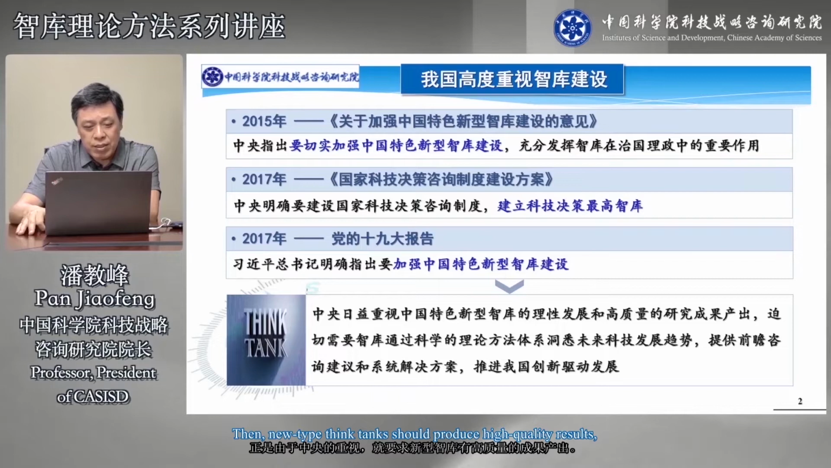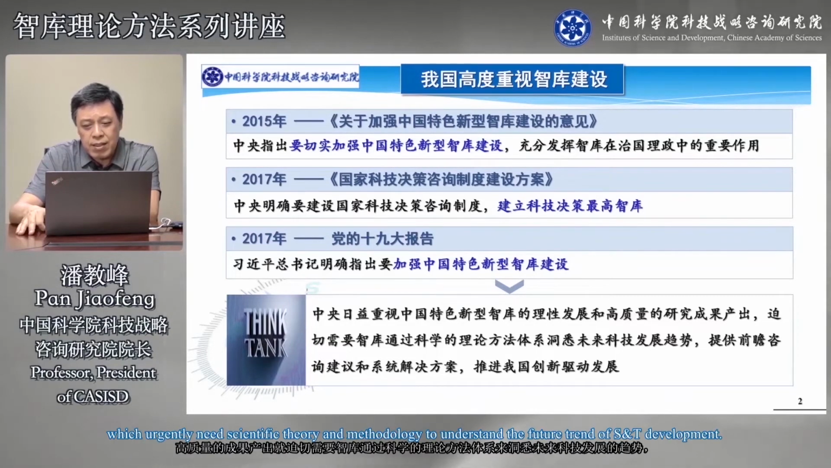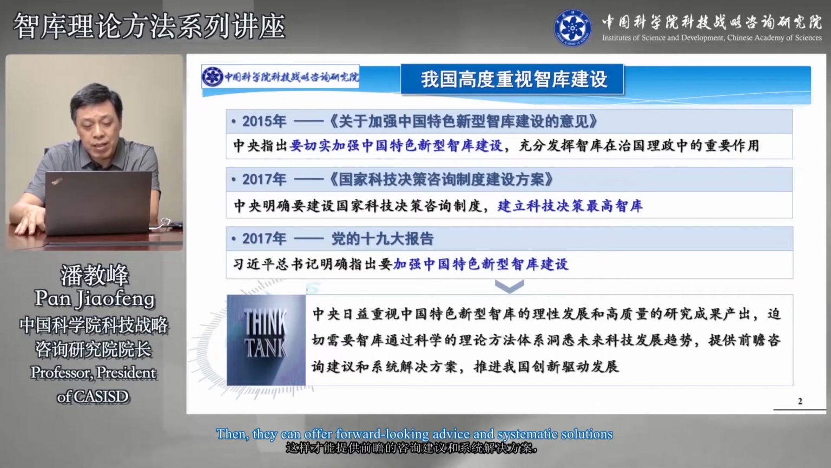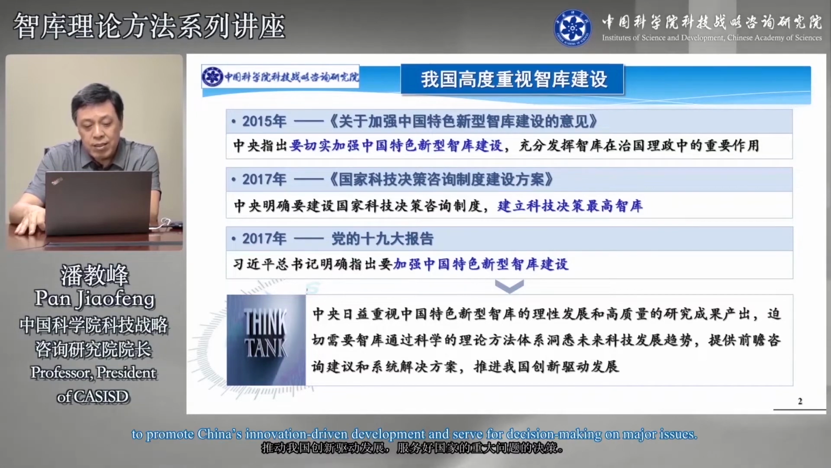Then, new type think tanks should produce high-quality results, which urgently need scientific theory and methodology to understand the future trend of science and technology development. Then, they can offer forward-looking advice and systematic solutions to promote China's innovation-driven development and serve decision-making on major issues.